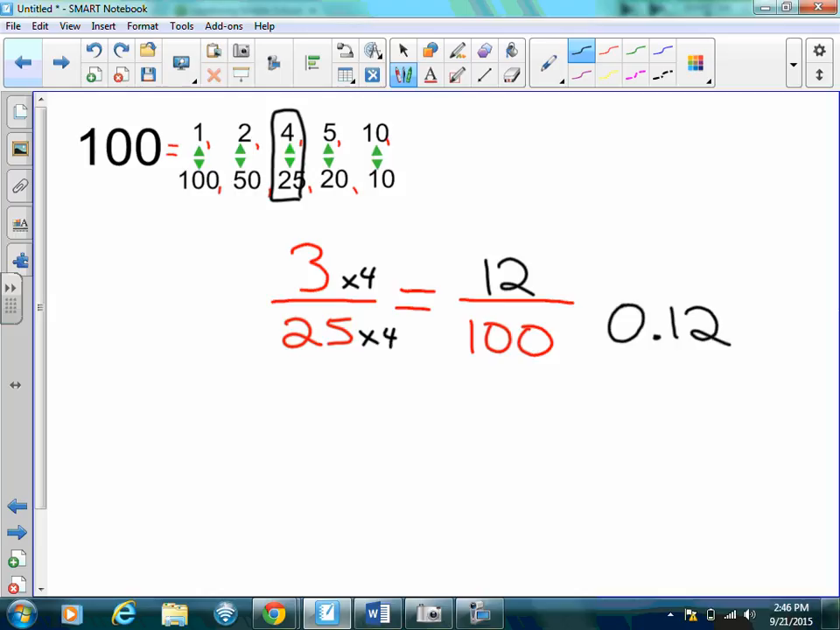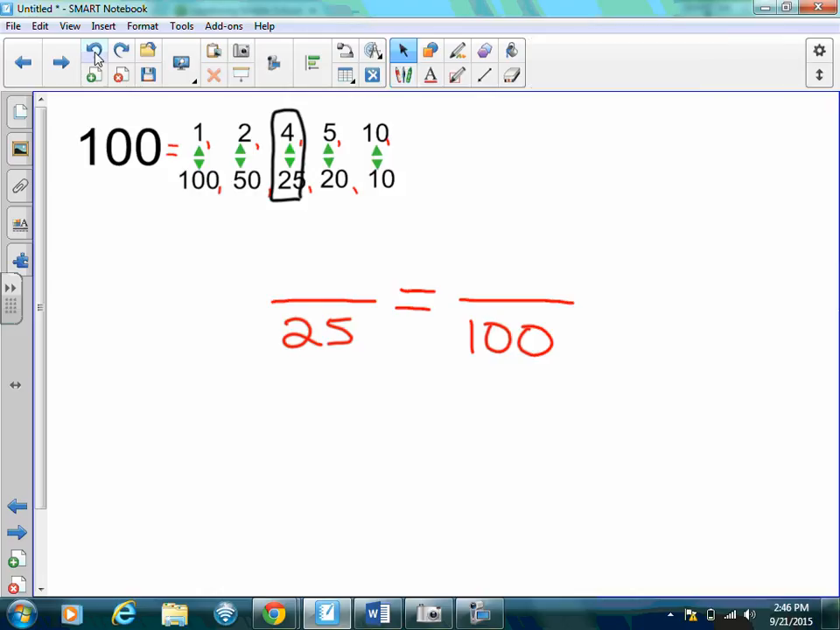And we're done. 12 cents, 12 pennies, 12 hundredths. Easy peasy. Let's do another one. Let's use our 25 again. Let's say this time we have 7 25ths. Peanut Gallery, how much money would this be?